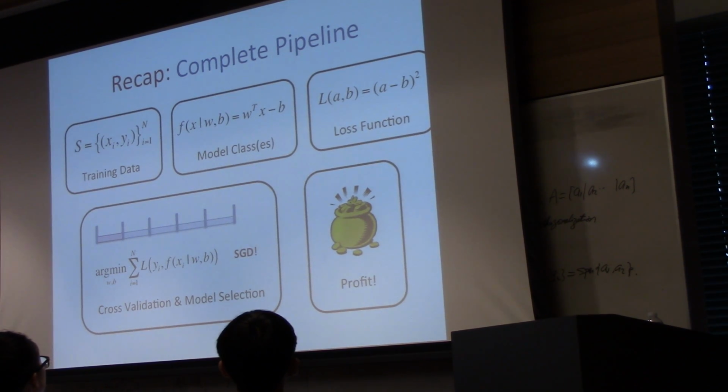And this is the entire pipeline, so the additional step here is that you want to do some sort of validation and model selection in order to make sure that you are tuning your model complexity in a way that it generalizes well. And we also talked about last lecture how to solve this using stochastic gradient descent for squared loss.